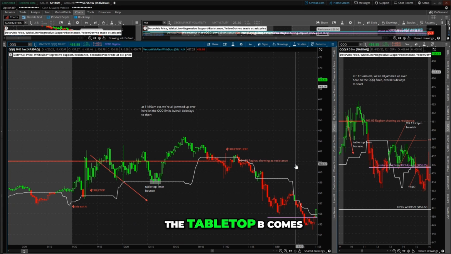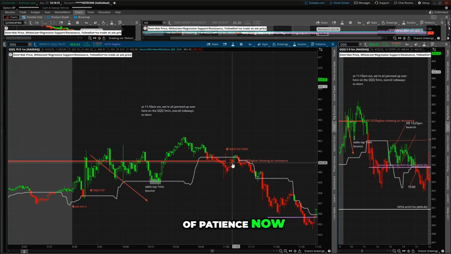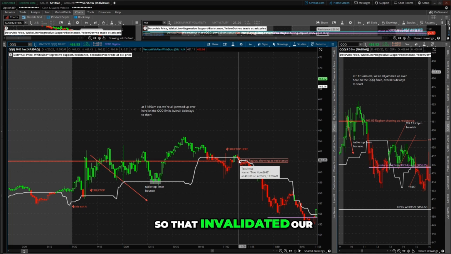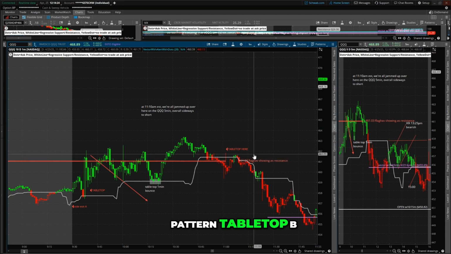Now, the tabletop B comes into play. Here, the game is of patience. You gotta wait for the vector to actually move either up or down, like right here. The vector moved down, right? So that invalidated our pattern, tabletop B.